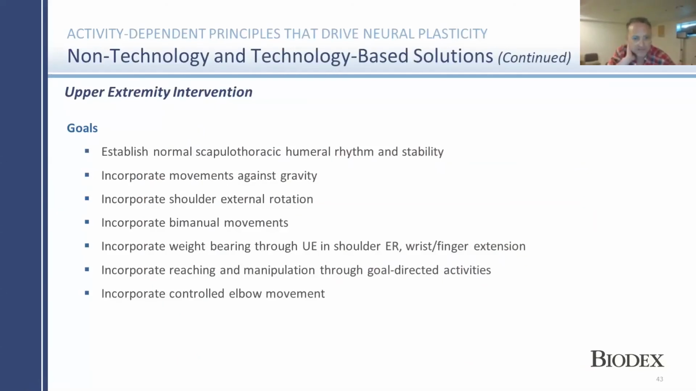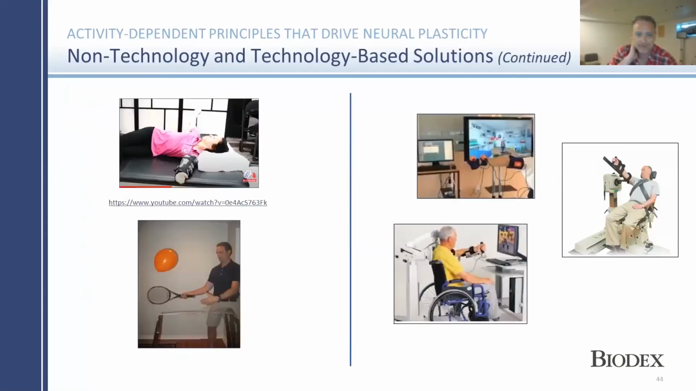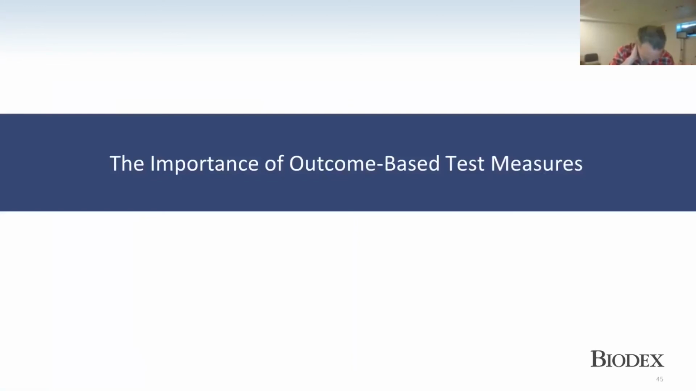Just some upper extremity interventions here. Movement against gravity, incorporate shoulder external rotation, bimanual movements, weight bearing, reaching and manipulation through goal activity, task-specific activities. These are just different ways of how we can promote that upper extremity movement. There's a lot of stuff out there. Maybe some of you already have it. Low-base technology, low-cost technology, high-cost technology, and everything in between. Untraditional. Okay.